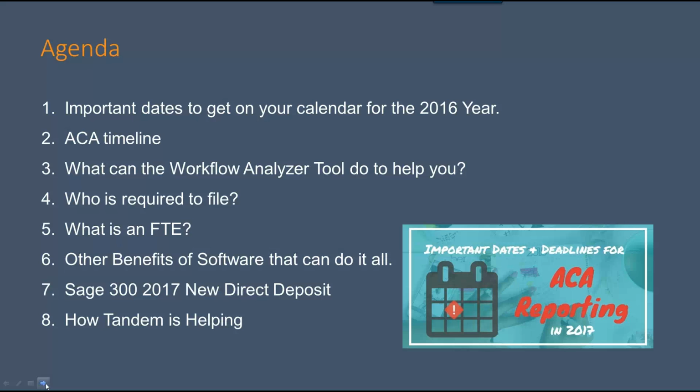I want to talk about the ACA timeline, which is the Affordable Care Act. Most of us are knowledgeable of that acronym by now. There's also the Workflow Analyzer tool and what it can do to help you in your reporting. We're going to talk about who's required to file because some things have changed there from last year that you need to be aware of, not just the dates. We'll also talk about full-time employee equivalents, which is the second acronym here, FTE. And I'll talk to you about some other benefits of software and what other software is available to you to capitalize on the reporting that you need to do now under the Affordable Care Act.